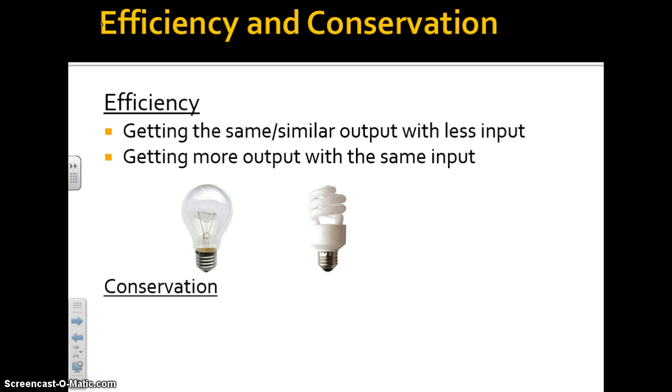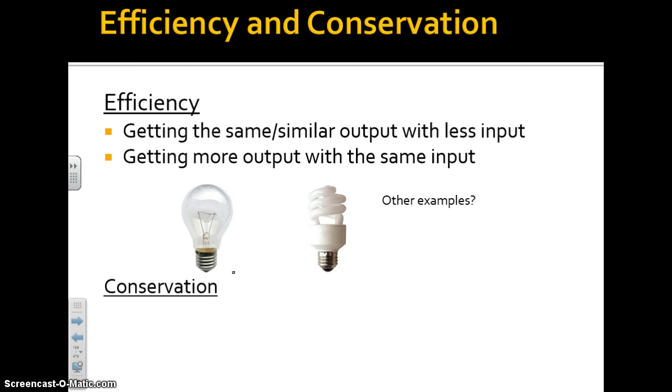So a really good example is a light bulb. On the left here you have your incandescent lamp, and if these two lights have the same output, this CFL, or compact fluorescent lamp, requires less energy input to get the same output as the incandescent. We'll look at this in a little more depth in a minute. And there are many other examples. You have efficient furnaces, efficient cars, efficient TVs. There's all kinds of examples of this.